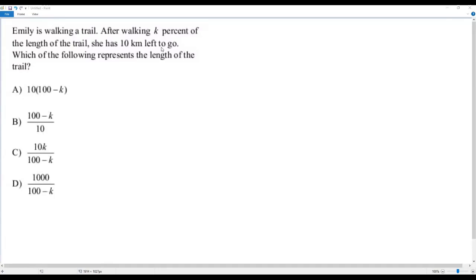Here is my SAT math problem. Okay, let's go to the question. Emily is walking a trail. After walking k% of the length of the trail, she has 10 km left to go. Which of the following represents the length of the trail?